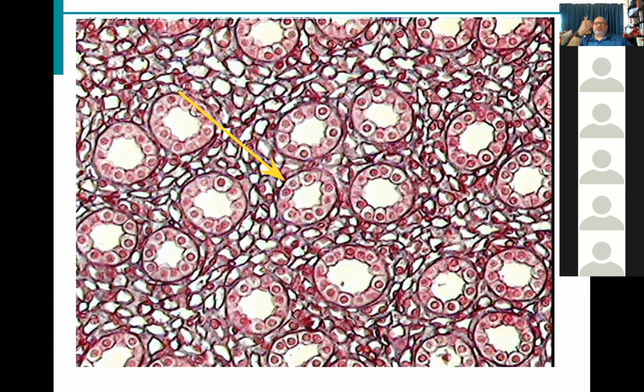Identify the structure. Renal tubule, or just tubule, remember. For this one, tubule would be fine. Identify the tissue type. Simple cuboidal epithelial tissue. Excellent. Remember, you want to say epithelial tissue too. Simple cuboidal epithelial tissue. Excellent.